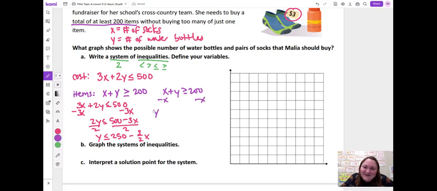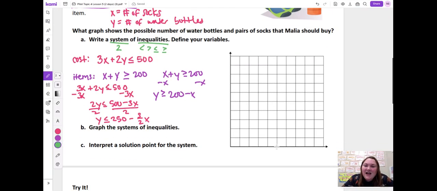And we have our second inequality: y is greater than or equal to 200 minus x. Looking at our inequalities here, I'm noticing my y-intercepts are 200 and 250. So when I go to create my graph, I know I'm going to have to count by some larger numbers. Our x-axis, remember, is going to be the socks. Our y-axis is our water bottles.